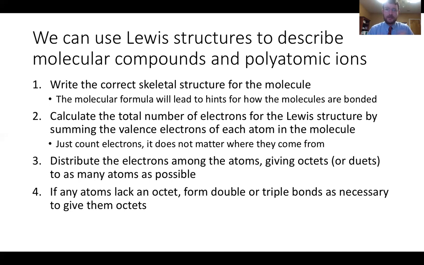We then need to distribute the electrons among the atoms, giving octets or duets to as many atoms as possible. Then if any atoms lack an octet, we can form double or triple bonds as necessary. We'll talk about how we can further understand and make our predictions a little bit better, but for now we're just going to start here. So we're going to go to the board and see a way that we can do this.